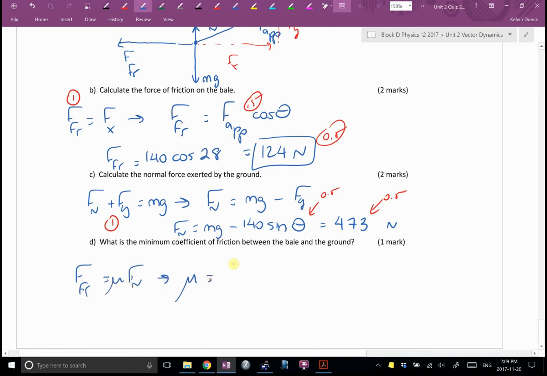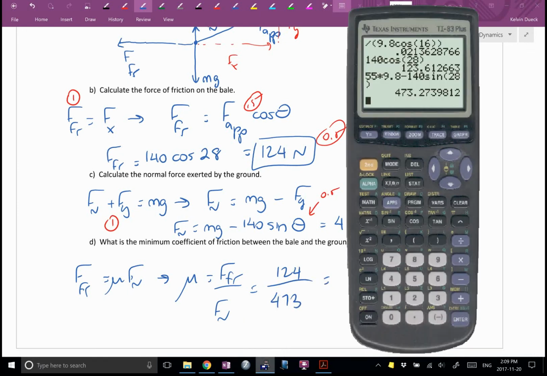However, for the final one, for 1 mark, I know that friction is mu times the normal force. That means that mu equals friction divided by the normal force, where friction is going to be 124 and normal force is going to be 473. Well, actually, it's going to be 123.612663 divided by my answer button. You get a friction coefficient of 0.261. I'd probably take anything between 0.25 and 0.27 because there's probably been some rounding up. Am I right? Is it 0.261?